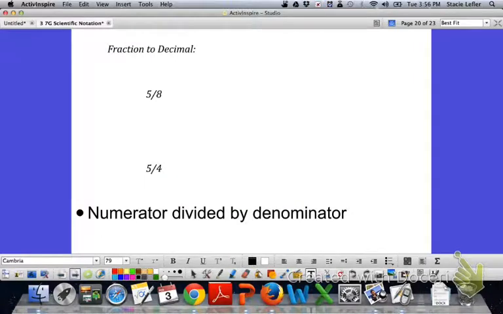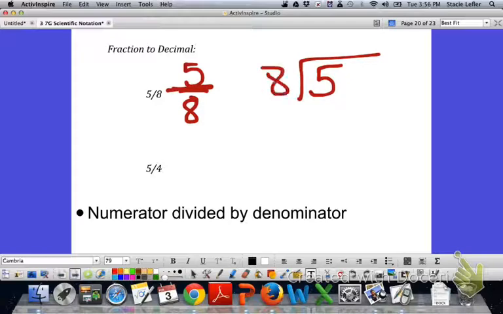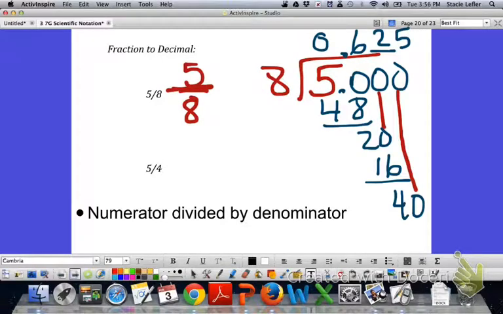Okay, how about changing a fraction into a decimal? Well, we remember that the fraction bar means we're dividing. The numerator divided by the denominator. So dividing 5 divided by 8, you'll end up with 625 thousandths. Pause the video and try the next one on your handout.